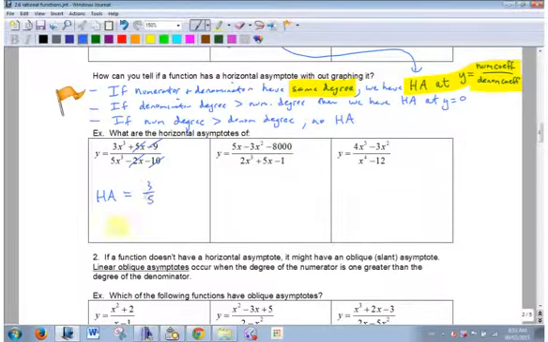Yeah, that's it. What's the equation of that horizontal asymptote? Y is 3/5. Okay? So it's like biology, right? You just gotta kinda, only with numbers, stick it in your head.